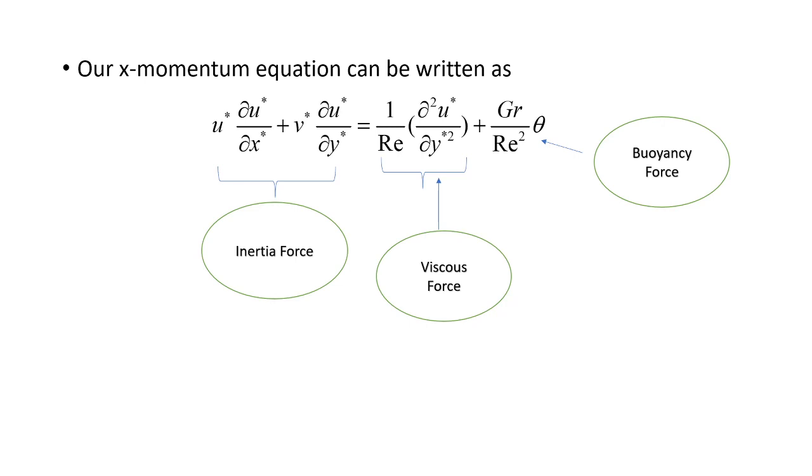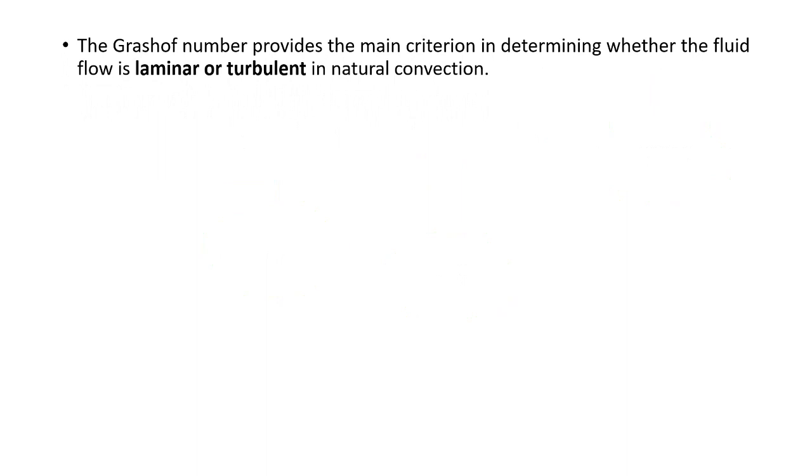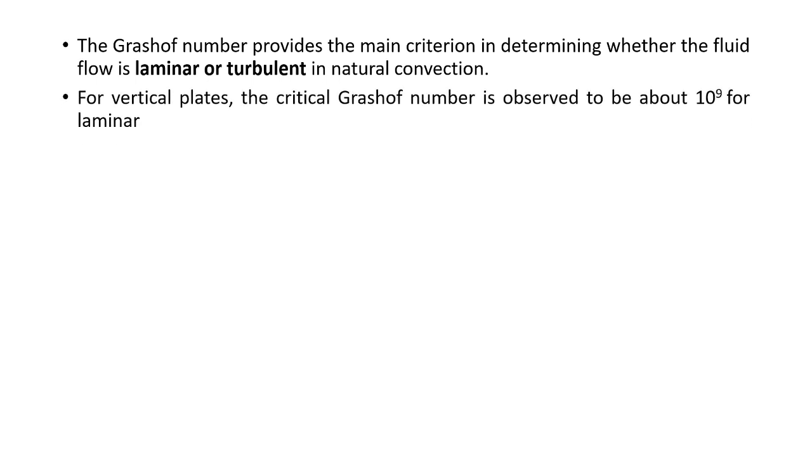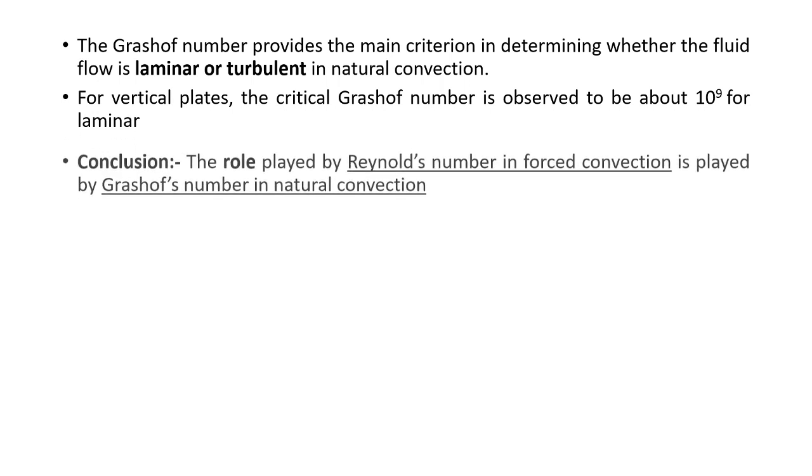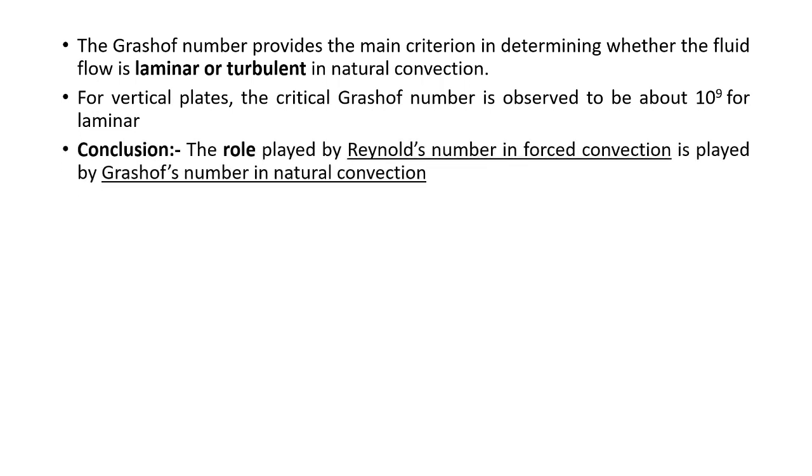Whatever the flow regime, in forced convection it is governed by the dimensionless Reynolds number, which is the ratio of inertia force to viscous force. In natural convection, it is similarly governed by the Grashof number. The Grashof number provides the main criterion in determining whether the flow is laminar or turbulent in natural convection. For vertical plates, the critical Grashof number is observed to be about 10 to the power 9 for laminar flow. So we can conclude that the role played by the Reynolds number in forced convection is played by the Grashof number in natural convection.